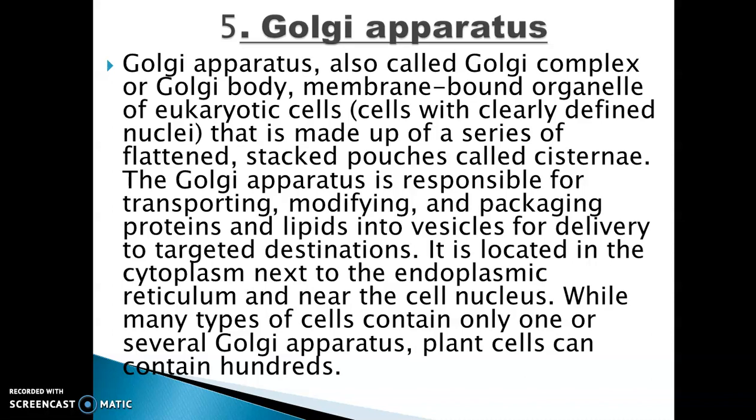The Golgi apparatus is responsible for transporting, modifying, and packaging proteins and lipids into vesicles for delivery to targeted destinations. In other words, the Golgi apparatus is a messenger, transporting, modifying, and packaging proteins and lipids into vesicles. It is located in the cytoplasm next to the endoplasmic reticulum and near the cell nucleus. While many types of cells contain only one or several Golgi apparatus, plant cells can contain hundreds.